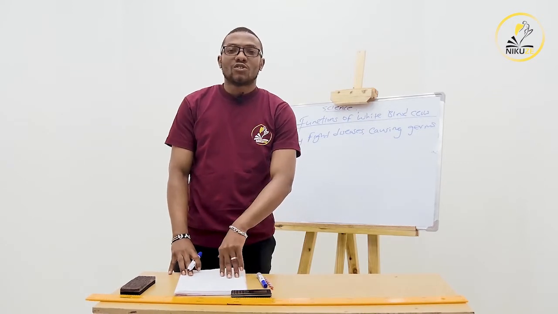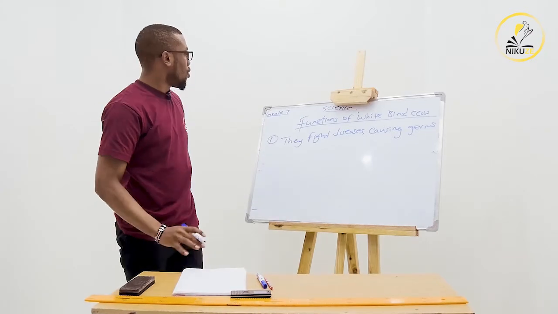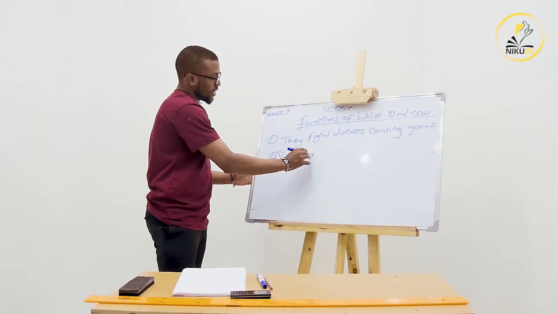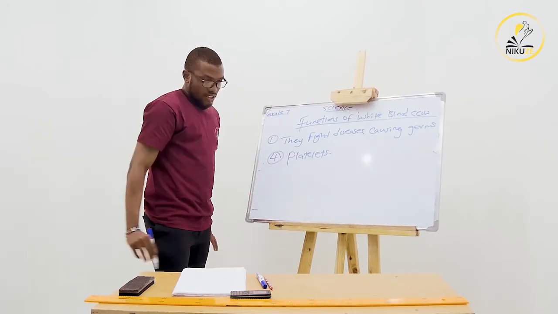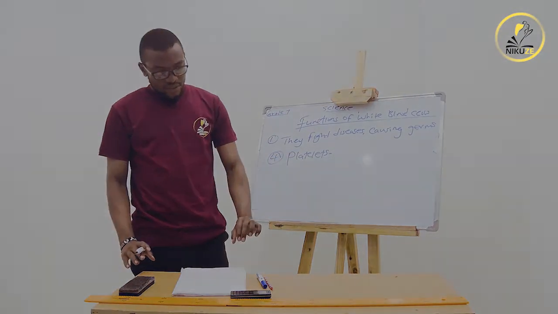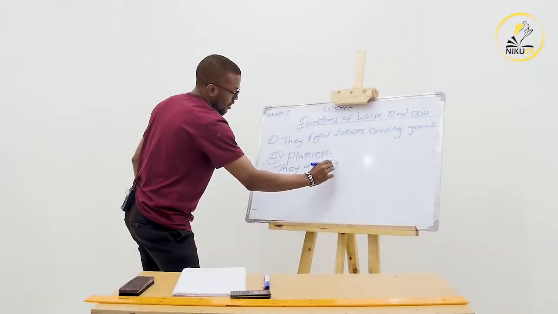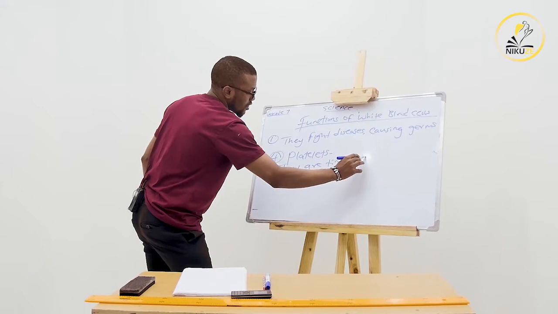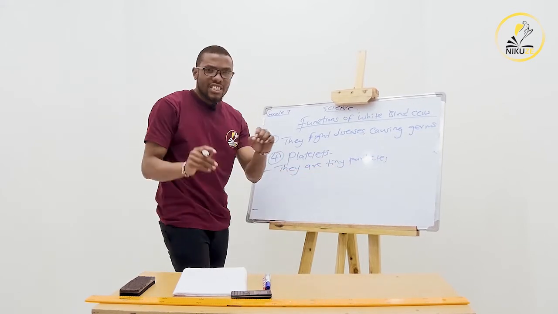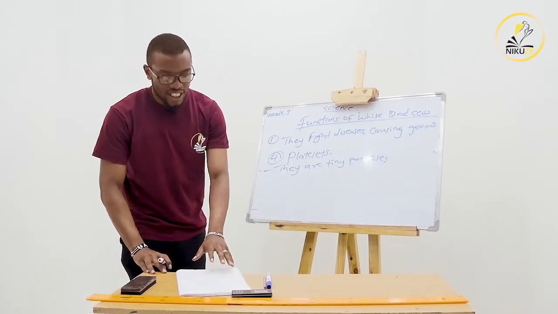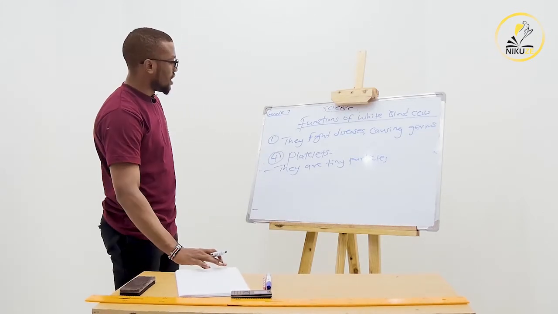We move to the next component of blood, component number 4, which is the platelets. Let's look at the platelets. They're very tiny particles. Very small. They are made in bone marrow. They do not have a nucleus.